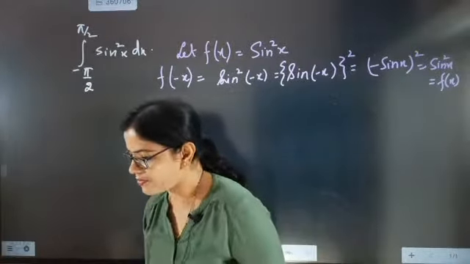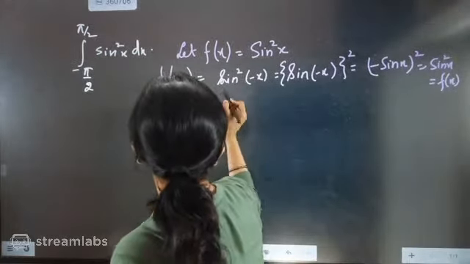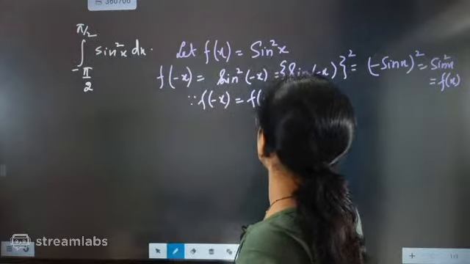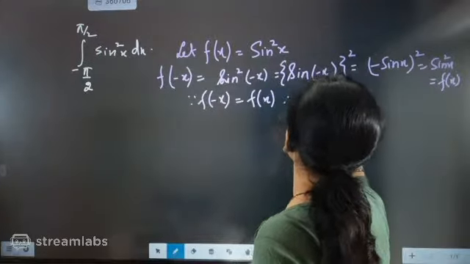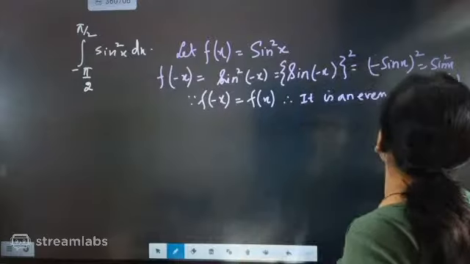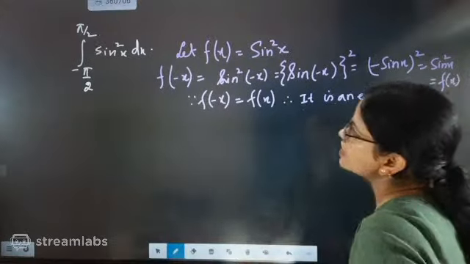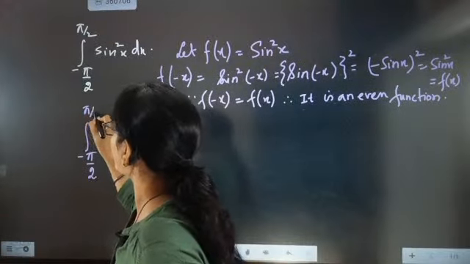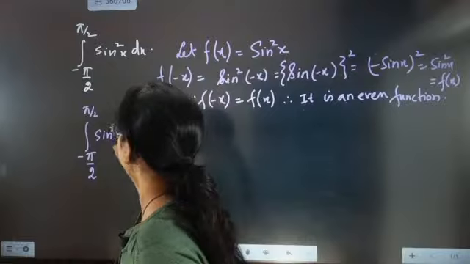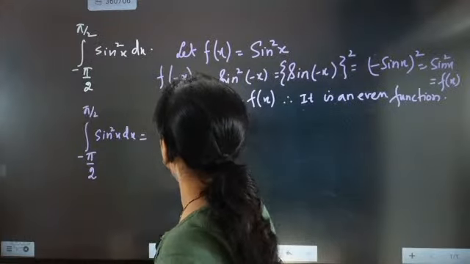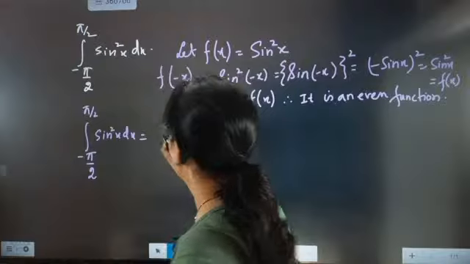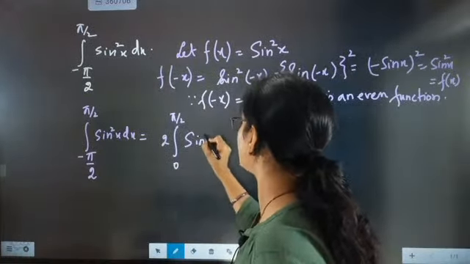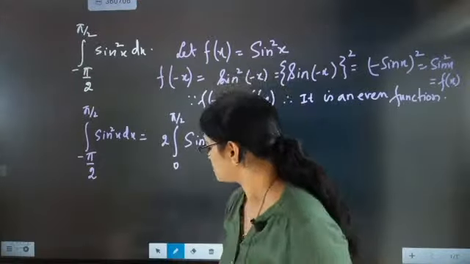Answer is coming pi by 2. Very good, Mesh. So hence, since f of minus x equal to f of x, therefore it is an even function. Now once you have determined it is an even function, what work do you have to do? Then directly we can write the integral from minus pi by 2 to pi by 2 of sine square x dx equal to 2 times the integral from 0 to pi by 2 of sine square x dx.